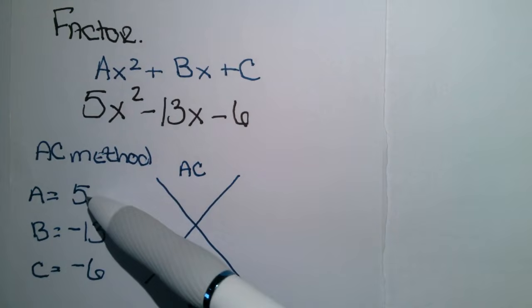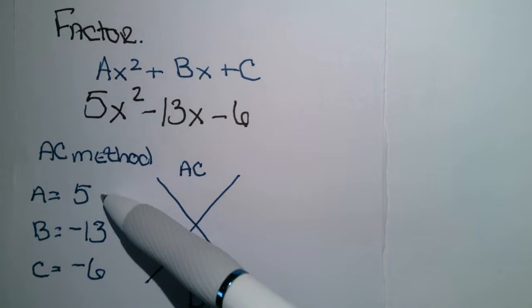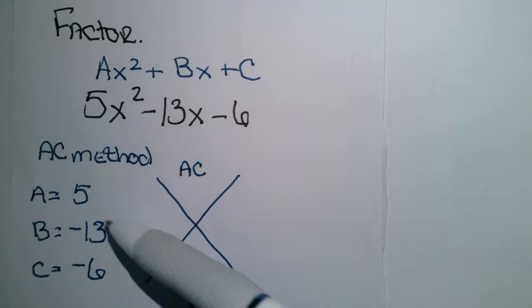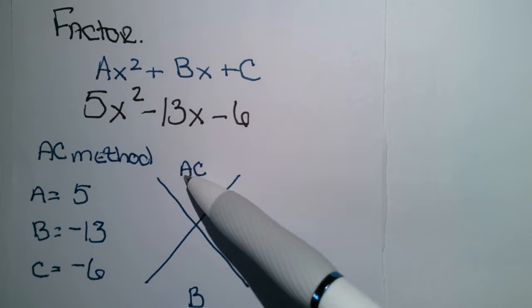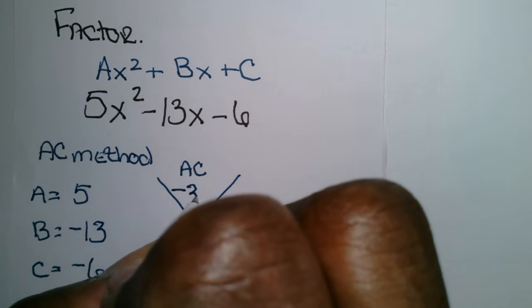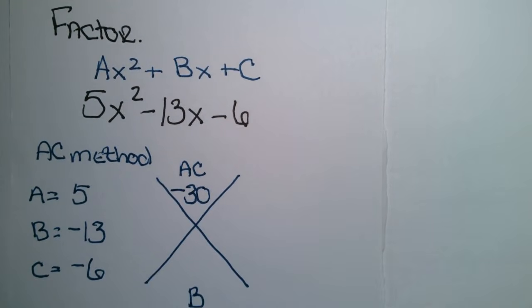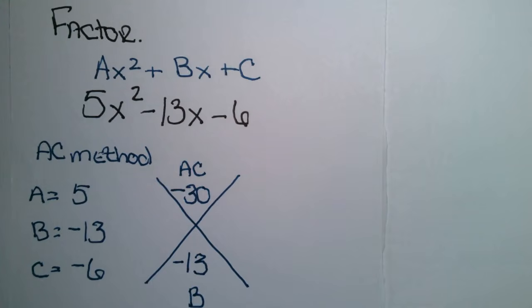So, we're multiplying. I love to sit in here and chit-chat to myself all day, but we got stuff to do. So we have 5 times negative 6, because that's our AC. We're multiplying the A and the C. So that gives us negative 30. Our B we're just going to rewrite, which is negative 13.